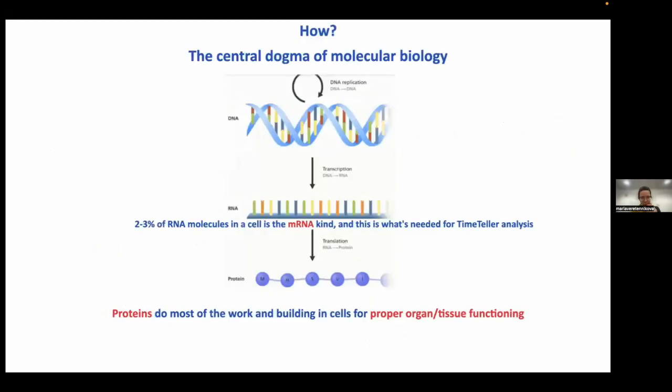There is the central dogma of molecular biology that says that there is DNA replication, which leads to translation and production of mRNA in particular. And when mRNA is produced, it's the mRNA that carries the genetic information that's necessary for protein production, and it's the proteins that do most of the work for proper organ and tissue functioning.